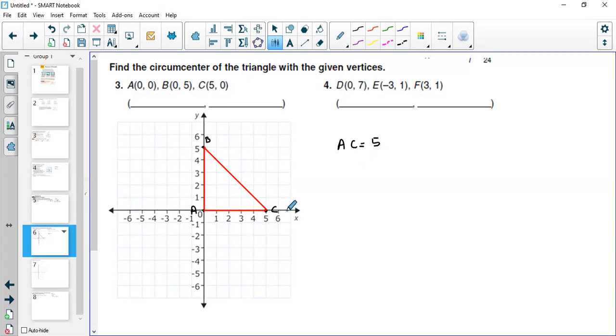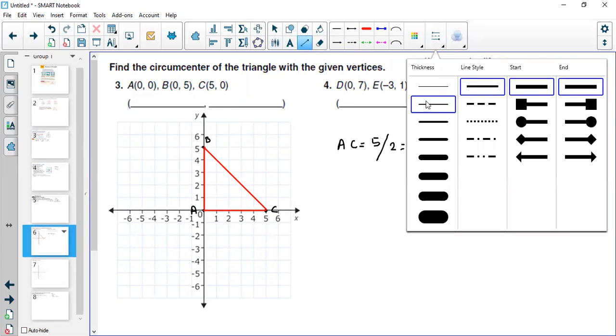A to C is 5. So what is going to be the half of it? To find the equation of the line, we need to draw the perpendicular bisector. So what is a perpendicular bisector? It divides the line into two equal parts. To divide this line into two equal parts, we need to find the half of this. So half of this is going to be 2.5. So the perpendicular bisector is going to be a line at half of 5.